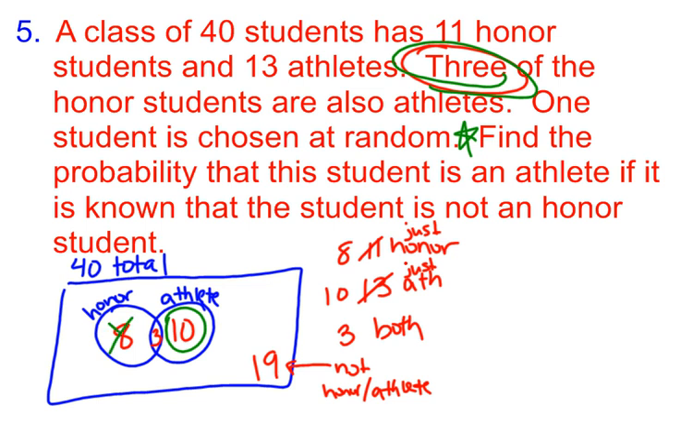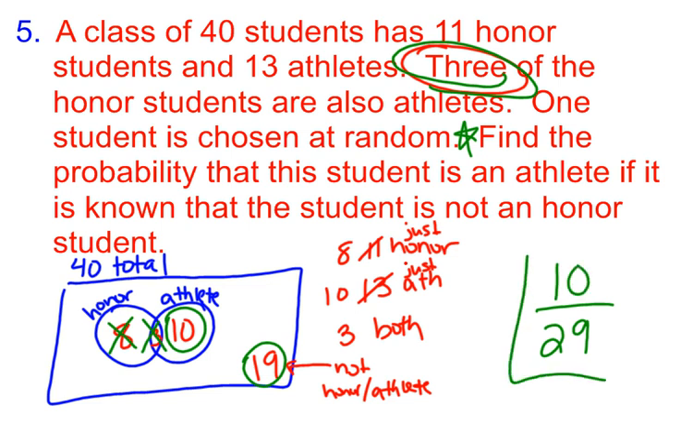So these two don't get counted at all. So the students that are not honor students are the athletes that aren't honor students plus these 19 kids. So I have a total of 29 kids of the 40 that are not honor students. What's the probability this student I draw at random is an athlete? Well, there are 10 athletes. So I have a 10 out of 29 chance.